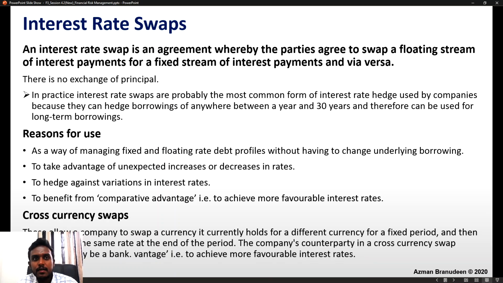Cross currency swaps. So here, these allow a company to swap a currency it currently holds for a different currency for a fixed period and then swap back at the same rate at the end of the period. The company's counterparty in a cross-currency swap would generally be a bank. That is to achieve more favorable interest rates. So here, small typo, please disregard that.